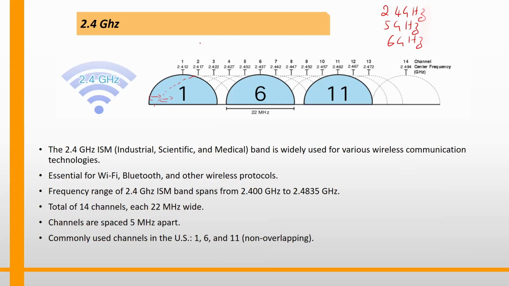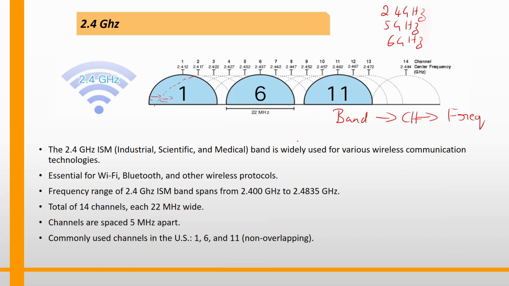Band is nothing but the collection of channels. So what is a channel? Channel is a collection of frequencies. So band is a collection of channels. Channel is a collection of frequencies.